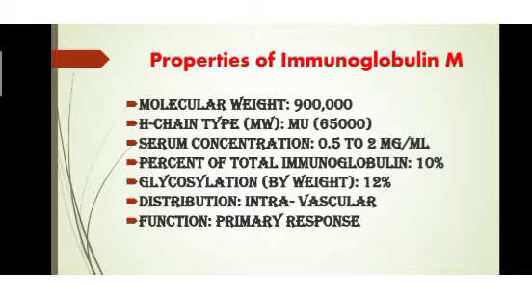There are some properties of immunoglobulin M. That is, the molecular weight of immunoglobulin M is about 900 kilodalton. Heavy chain type mu, and the molecular weight of the heavy chains is about 65 kilodalton. Serum concentration in blood is 0.5 to 2 mg per ml. Percentage of total immunoglobulin is about 10%. Glycosylation by weight is about 12%. Distribution is mostly intravascular. And the function of immunoglobulin is the primary immune response.